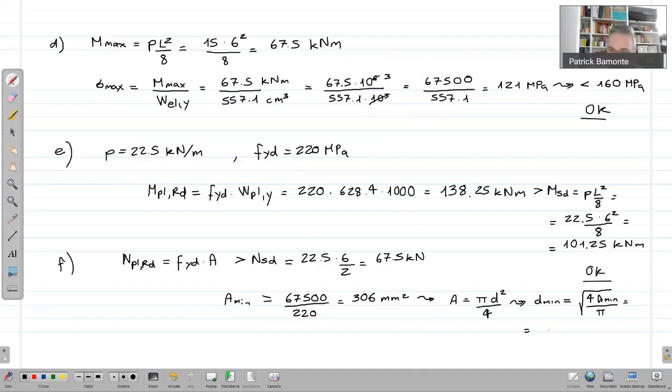Let's do the math. So the math is 4 times 306 divided by pi. The value under the square root is 389. So if I do the square root of 389, I get 19.7 millimeters. Which means if I have to choose a diameter which is even, I have to choose the first even diameter that is larger than 19.7 millimeters. So the result was 20 millimeters.